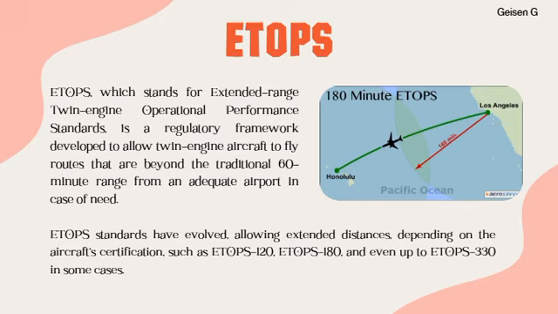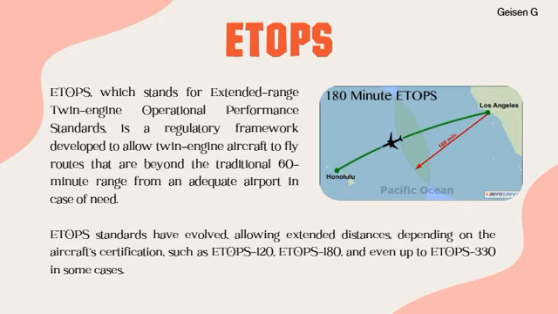Initially, twin-engine aircraft could not fly more than 60 minutes from a suitable airport in case of engine failure. ETOPS standards have evolved, allowing extended distances depending on the aircraft's certification, such as ETOPS 120 or ETOPS 180, and even up to ETOPS 330 in some cases. These numbers represent the maximum minutes that the aircraft can be from a suitable diversion airport in case of emergency.